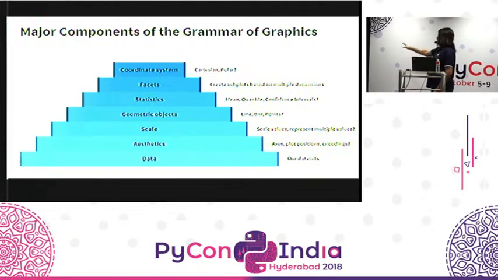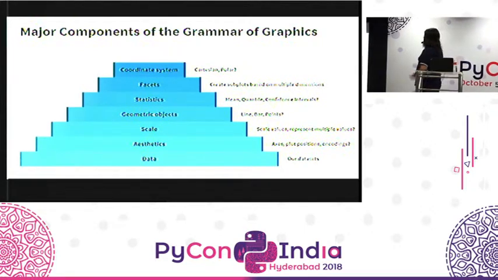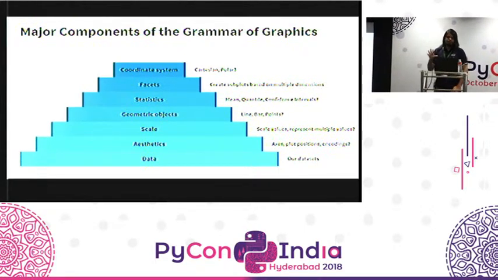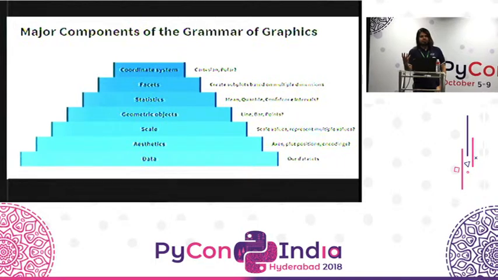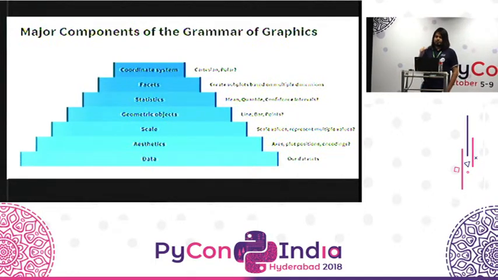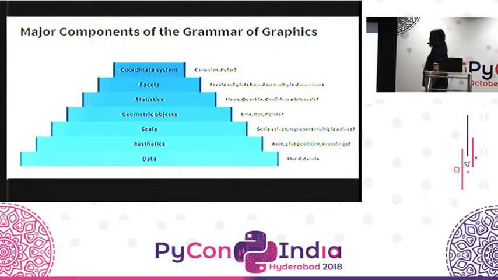These are the major components in the grammar of graphics. Obviously, there are more layers, but considering you want to build any visualization on structured data and really visualize multidimensional data, I would say these are the 7 layers you really need at the end of the day.